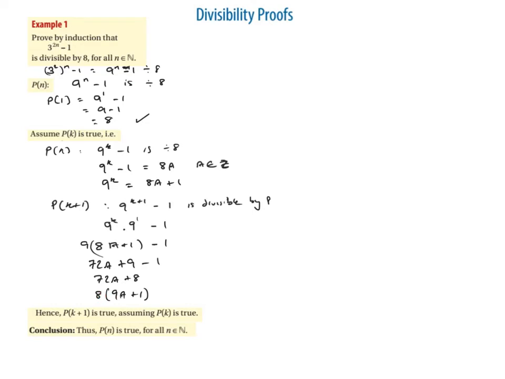Therefore, we can say, hence pk plus 1 is true, assuming pk is true, and thus pn is true for all values of n, where n is a natural number. Okay, I'm going to do another one of them with you guys, just to show you that technique again, probably a little bit quicker than this next slide.